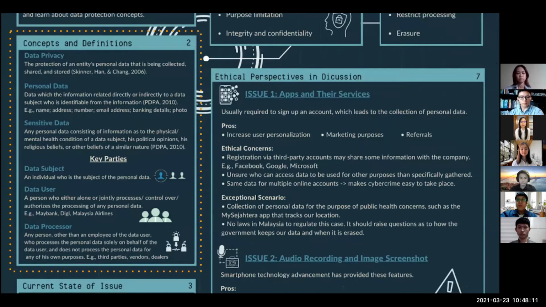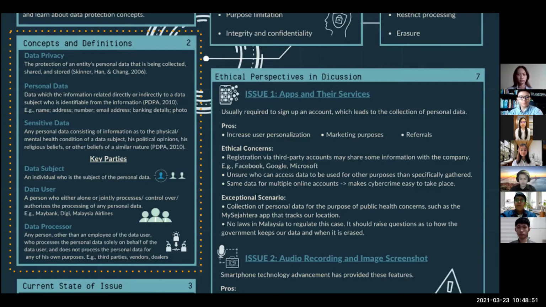We would like to introduce a few terms related to our topic. The first term is data privacy. Skinner, Hahn, and Chang defined data privacy as the protection of an entity's personal data that is being collected, shared, and stored. The next term is personal data, where according to the Personal Data Protection Act, personal data refers to data which the information is related directly or indirectly to a data subject who is identifiable from the information.